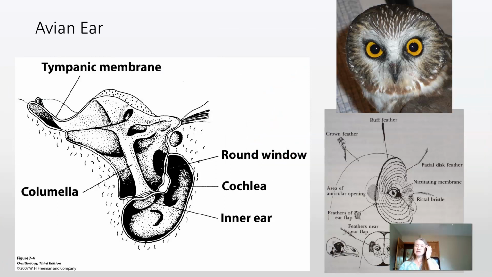Okay, with hearing, birds do have ears. They're often covered by a flap to protect them. They have a stapes, or this columella, that transmits sound waves to mechanical waves to fluid waves in the inner ear, just like we do.